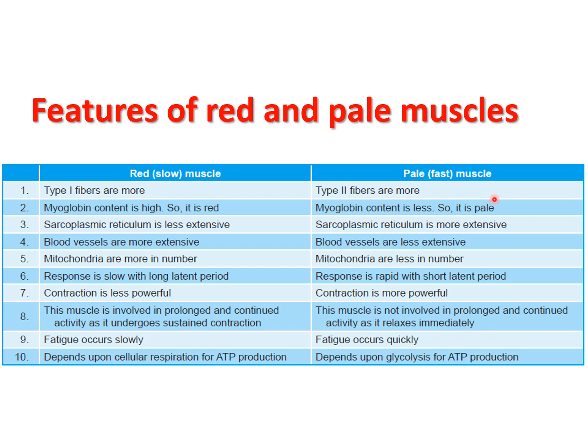And for fast muscle fibers, these are type 2 fibers, myoglobin content is less, so it is pale, sarcoplasmic reticulum is more extensive, blood vessels are less extensive, mitochondria are less in number, response is rapid with a short latent period, contraction is more powerful, and this muscle is not involved in prolonged and continued activity as it relaxes immediately. Fatigue occurs quickly and it depends upon glycolysis for ATP production.